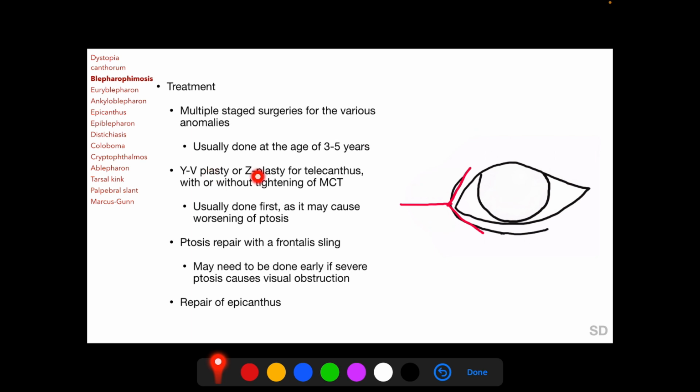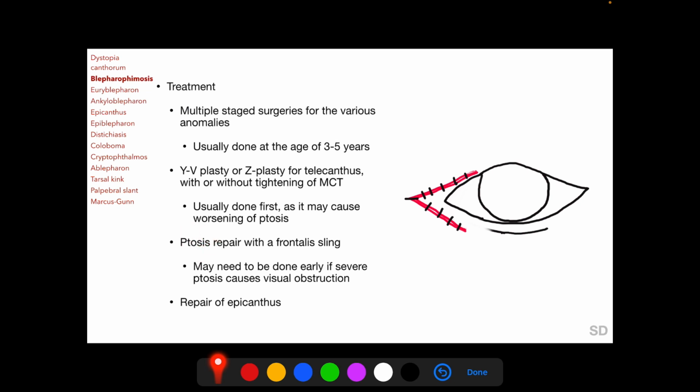A YV-plasty or Z-plasty is required for the telecanthus with or without tightening of the medial canthal tendon. Telecanthus repair is usually done first, as telecanthus repair may cause worsening of the ptosis. And in YV-plasty, a Y incision is made with the two arms of the Y placed along the skin fold of the epicanthus inversus. Then gentle subcutaneous dissection is made along the incision, and following that the junction of the two arms of the Y is attached to the base of the stem of the Y, which results in the medial canthus being pulled towards the bridge of the nose and wider exposure of the nasal sclera.